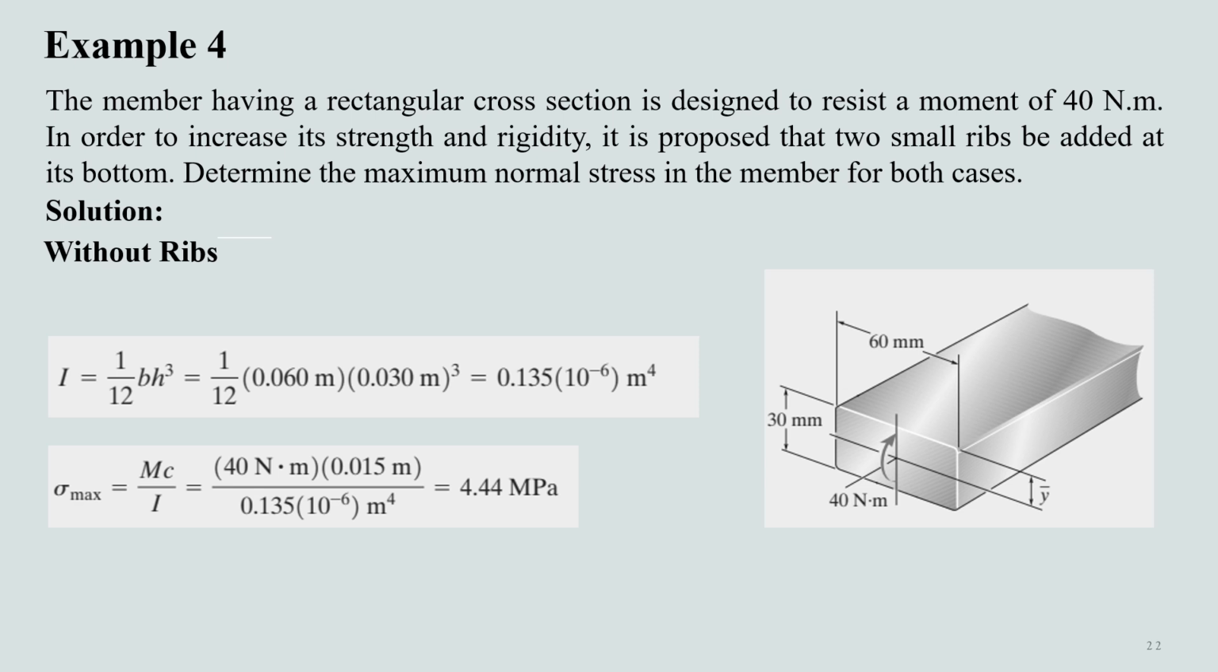So this is a simple rectangular member, and we can use the simple formula of moment of inertia to determine its moment of inertia. And then we have this simple flexure formula for determining the maximum stress that can occur due to this applied moment, which is actually 4.44 megapascal, a simple case. Now if we attach two ribs at its bottom, what will be the stress in this member? Let's see.